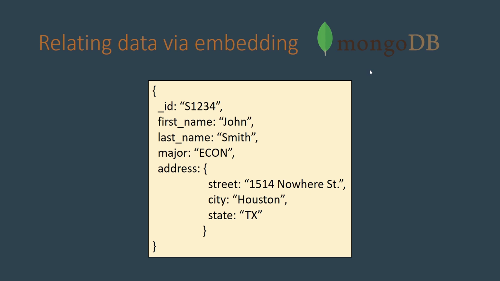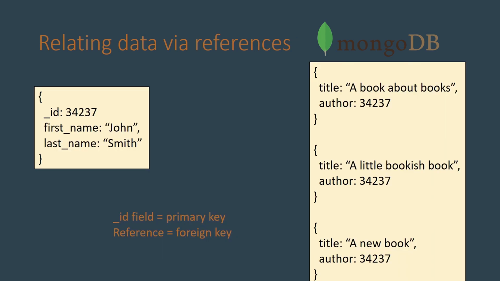As you can see in this example, the following document represents a person, and this person is embedding another document, the address. So there's no need for joins because data is already explicitly linked. Data can also be related using references. As you can see in the right collection of documents, the value of author represents another document with its unique ID, 34237.